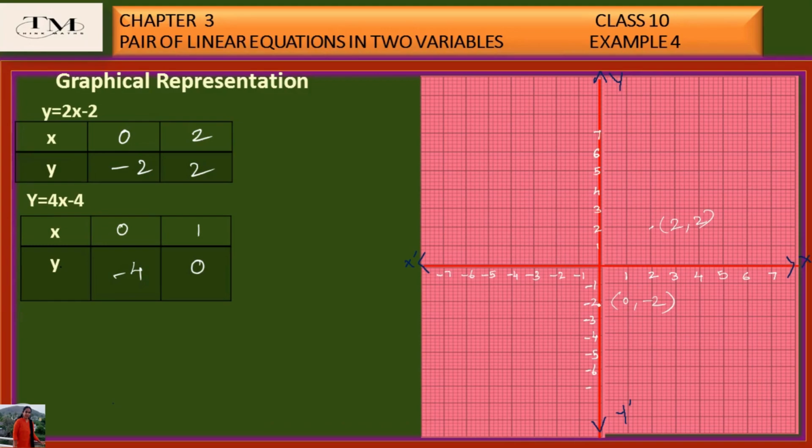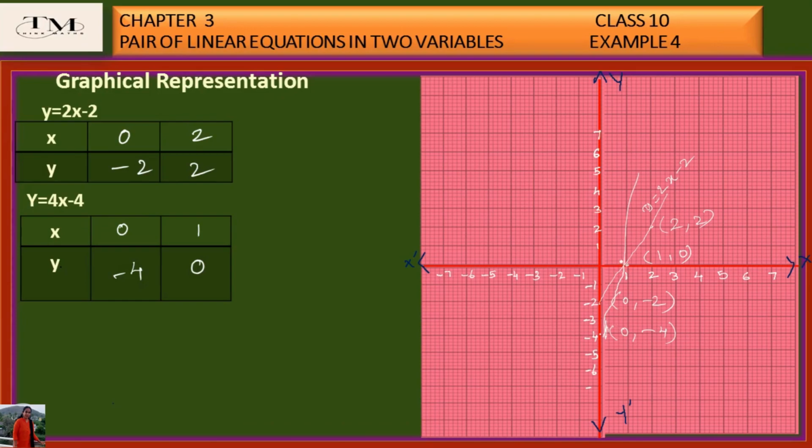Joining these, we will get a line. So this is the line, and this equation is y is equal to 2x minus 2. Next one, y is equal to 4x minus 4. We have to plot 0 comma minus 4. So 0 is here, and the negative value for minus 4 is here. So it is 0 comma minus 4, and it is 1 comma 0. Joining both the points.